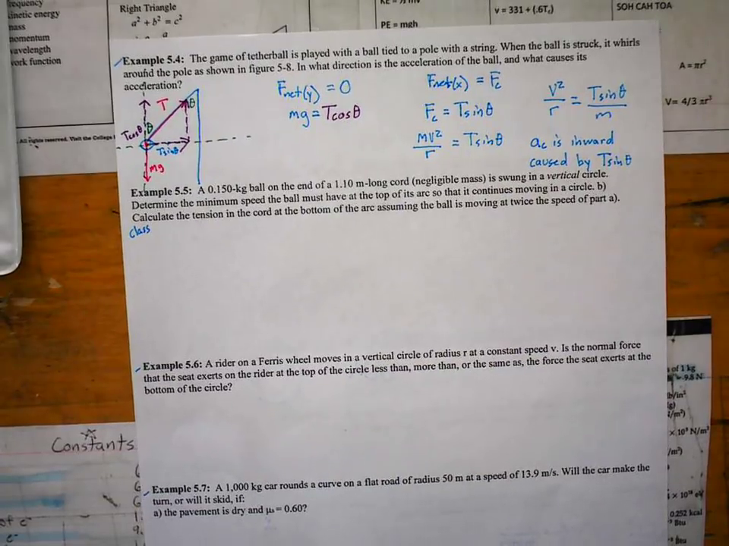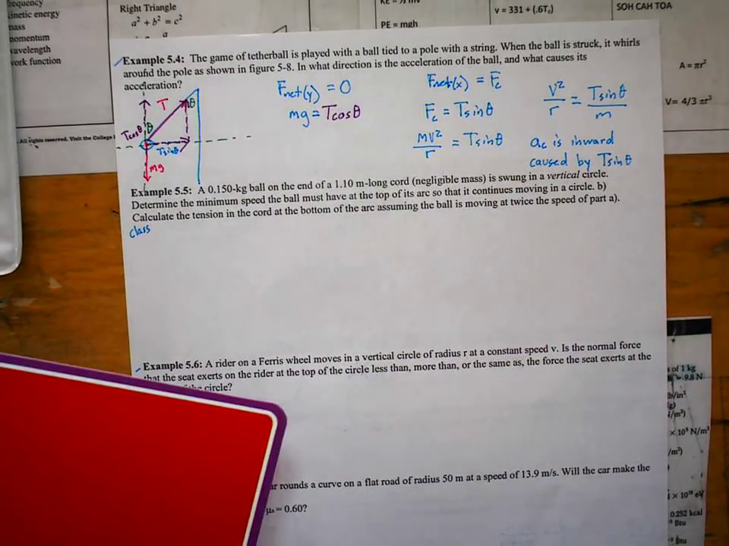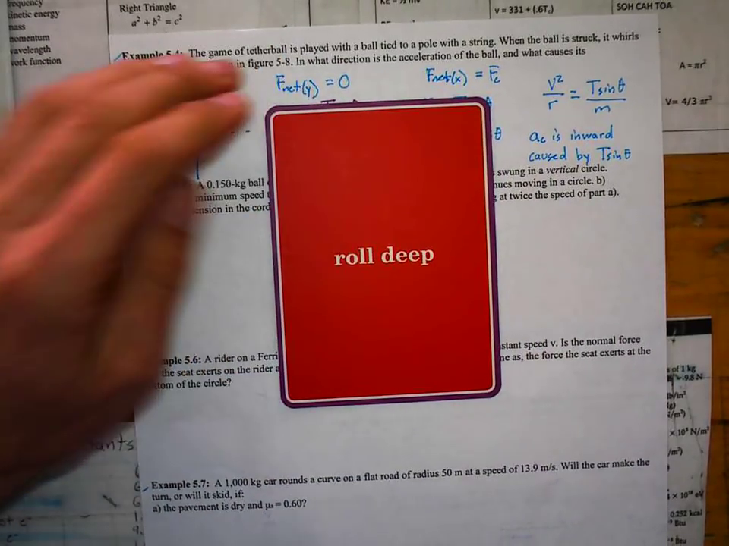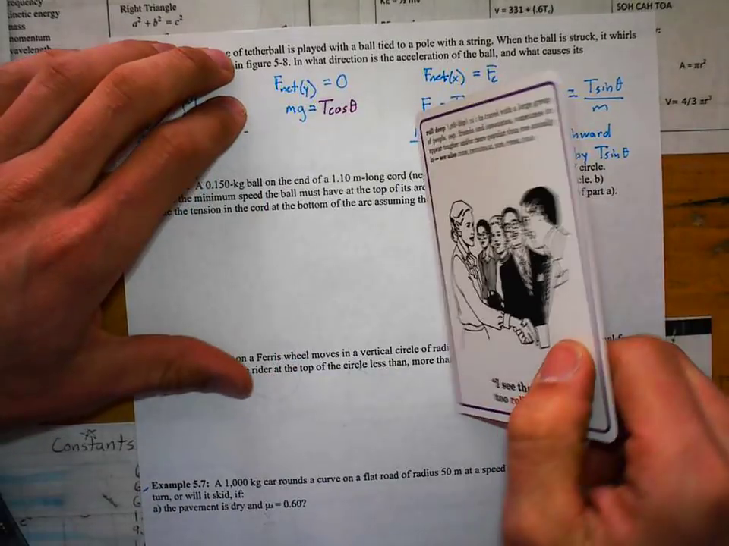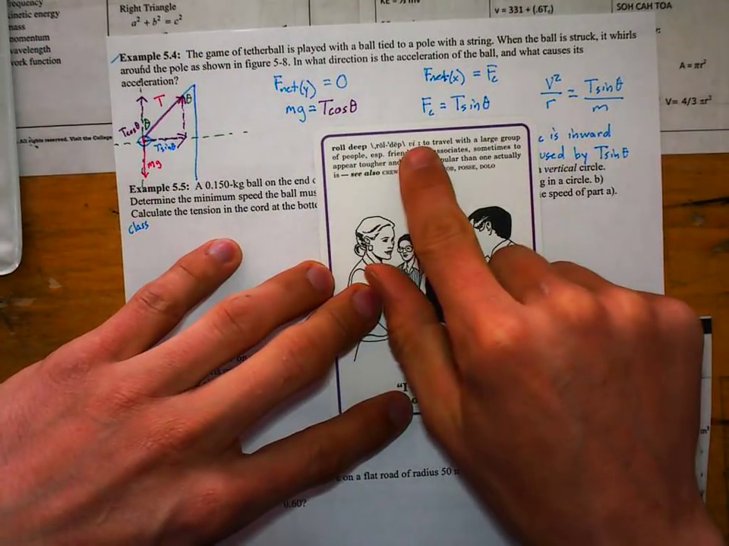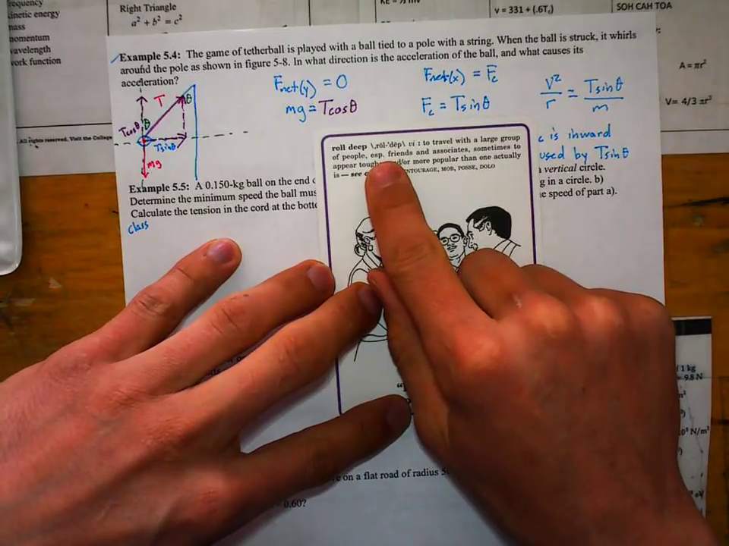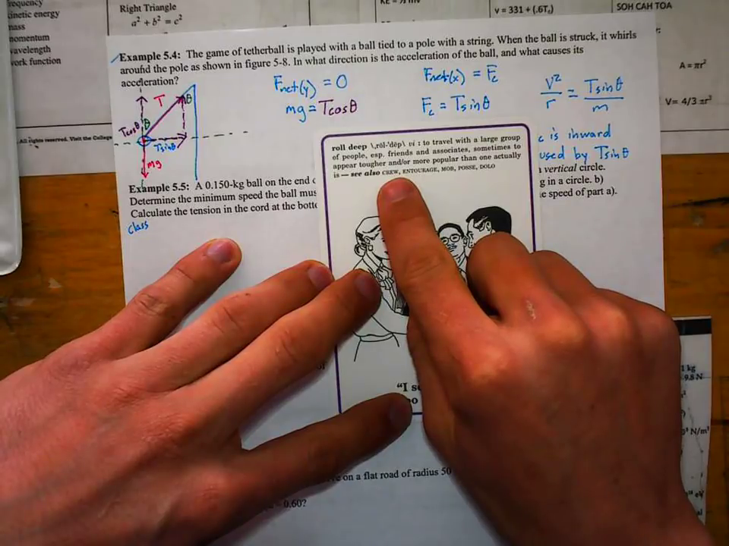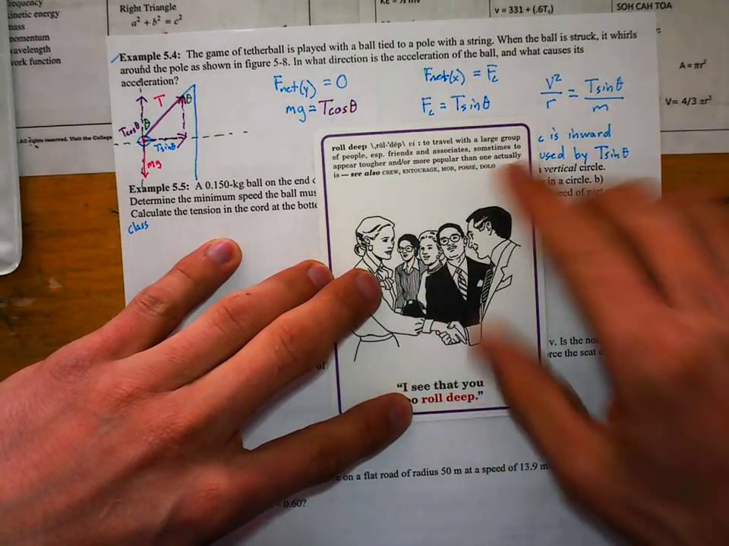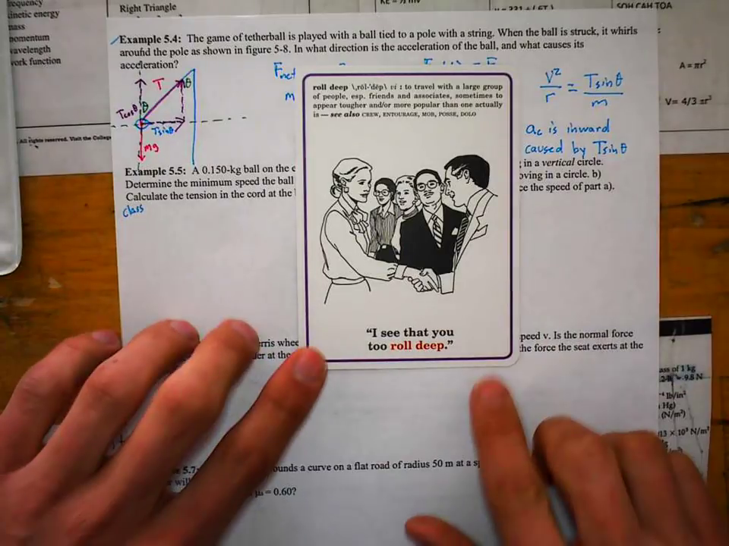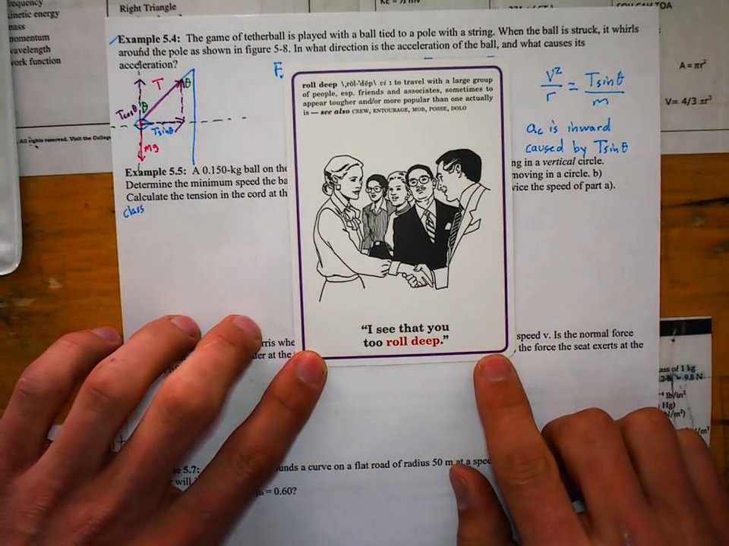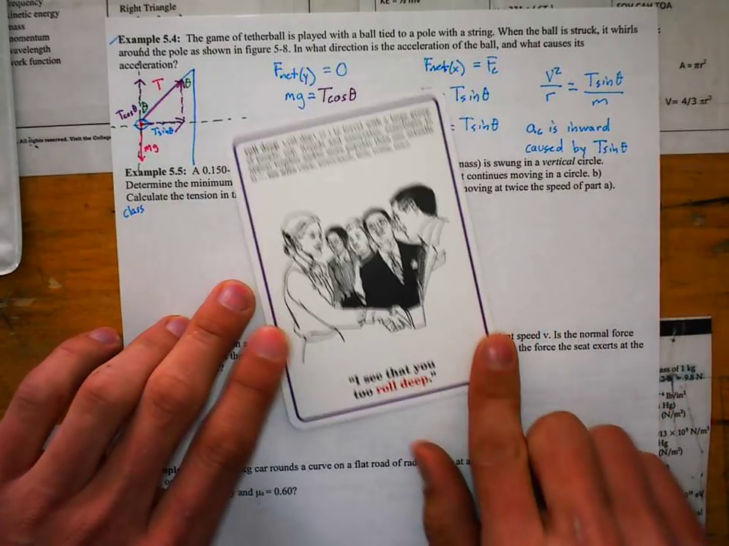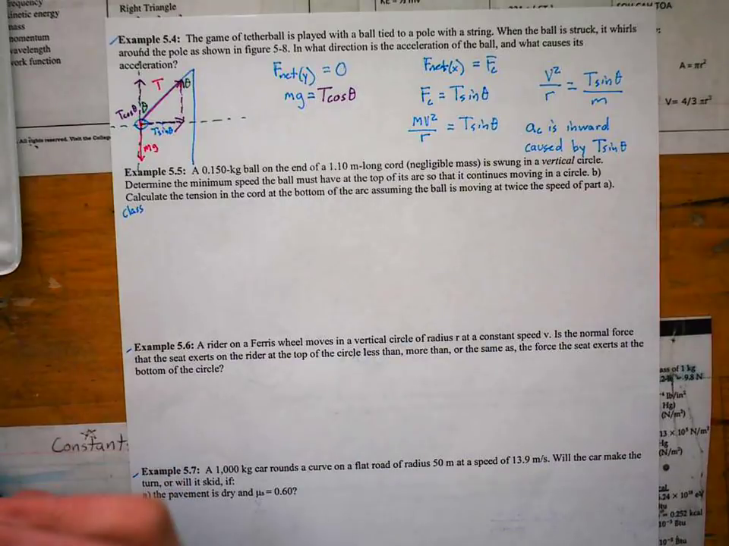Okay, but first I think you guys deserve a slang flashcard. Roll deep. What could this mean? To travel in a large group of people. Friends, associates sometimes appear to be tougher and more popular than they actually are. And then there's all these synonyms. So, place where it might be used. Maybe a business meeting. I see that you too roll deep. Yes. Try and put that in your daily vocabulary.